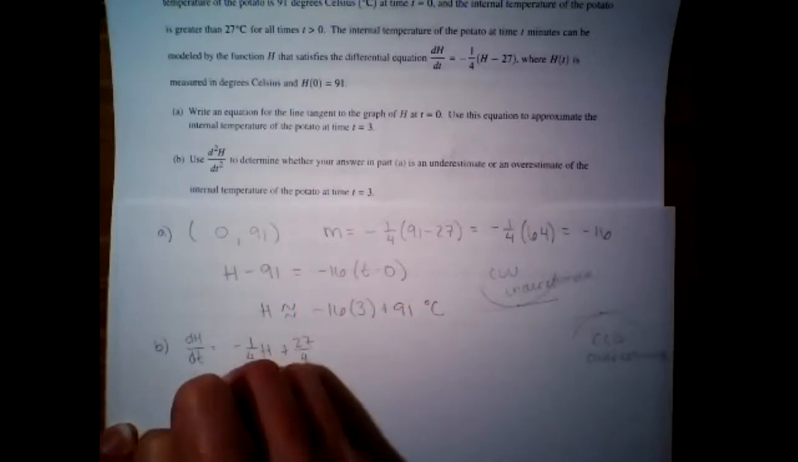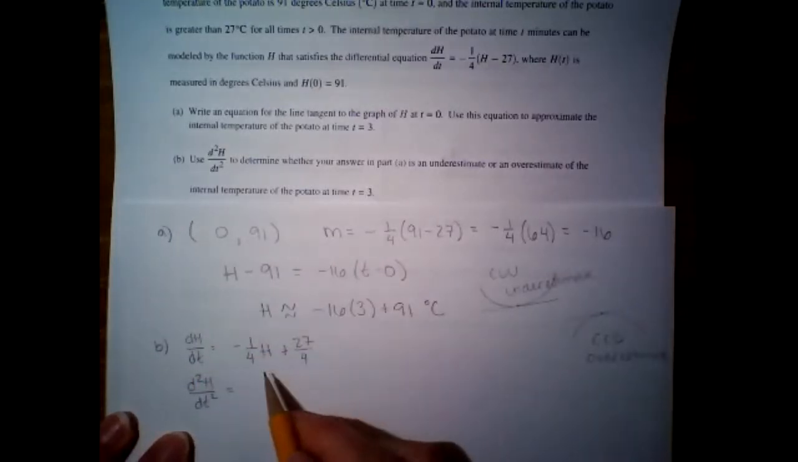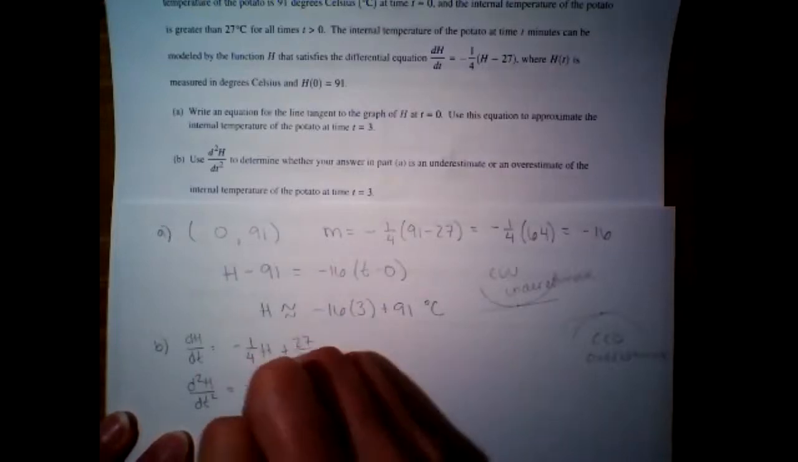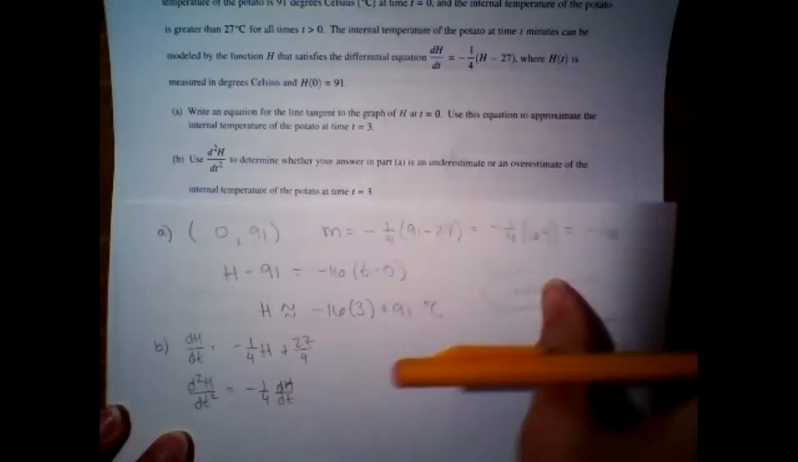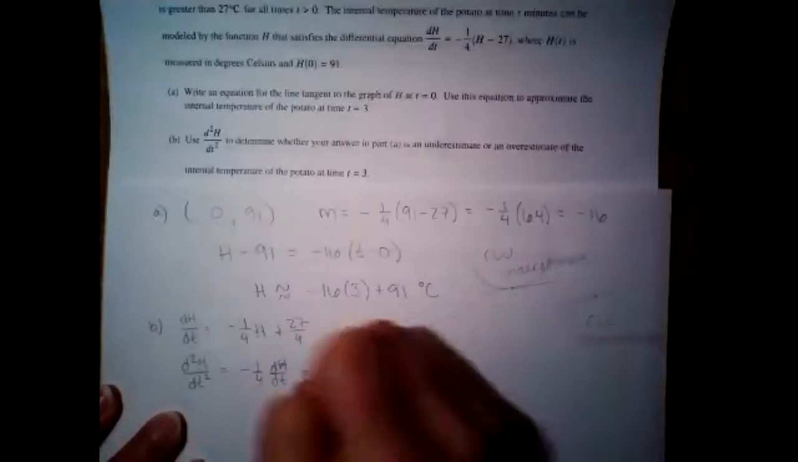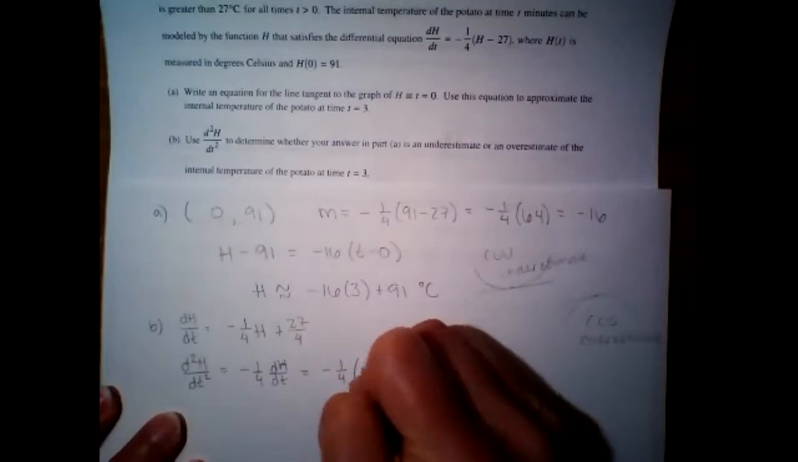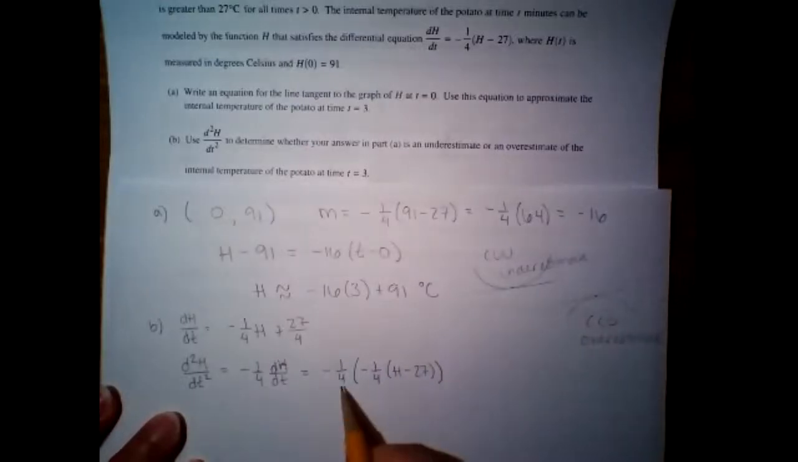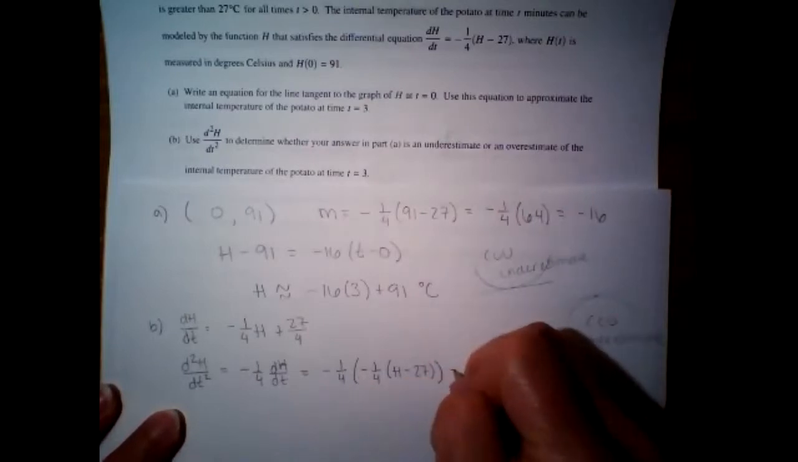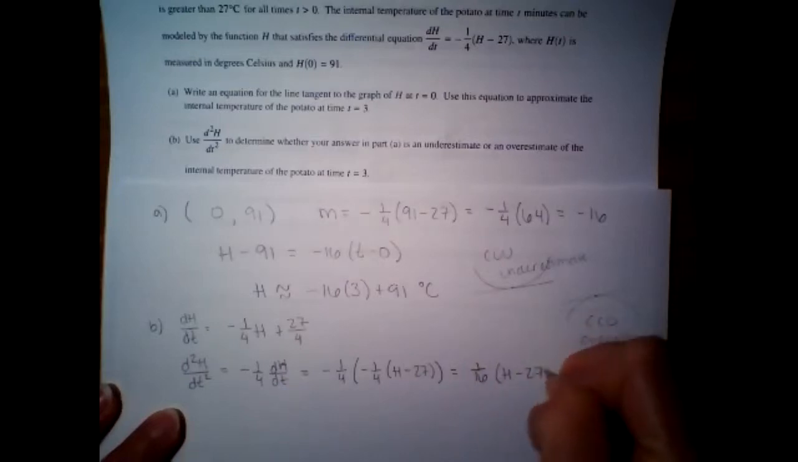And we're going to do the derivative of that. So it's the derivative of the derivative. We're finding the second derivative. So this would be negative 1/4 dH dt. 27/4 is a constant, so that would be gone. And then you're going to replace dH dt with this. If that feels redundant, that's because it is. It's kind of silly, my opinion. All right, so it's negative 1/4 times dH dt, which is this. Negatives are going to cancel, and you've got, what is that, 1/16 times h minus 27.